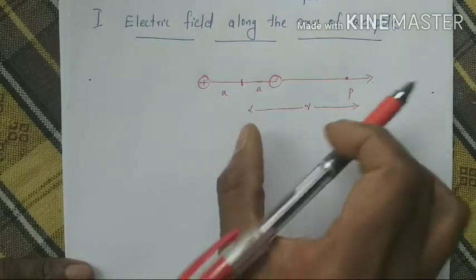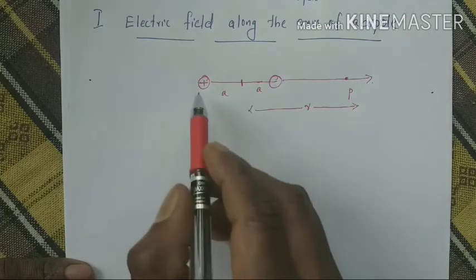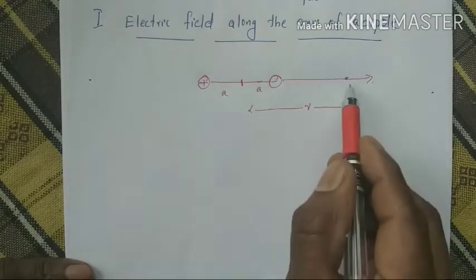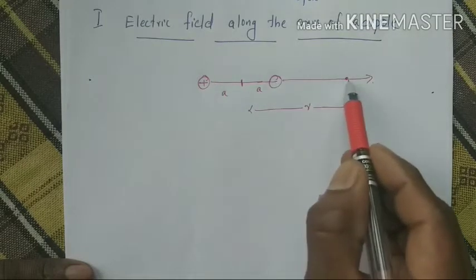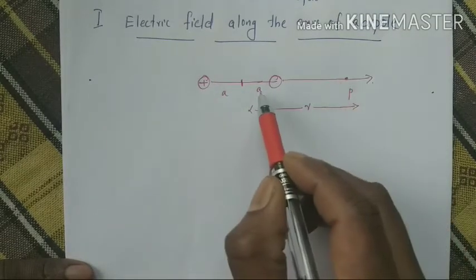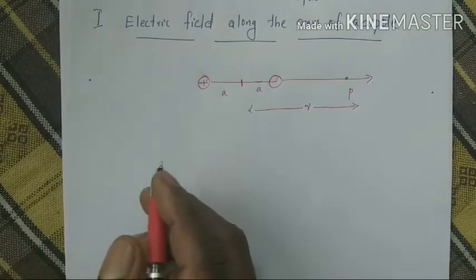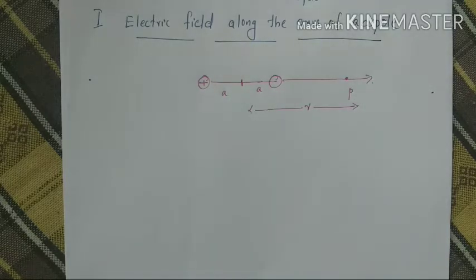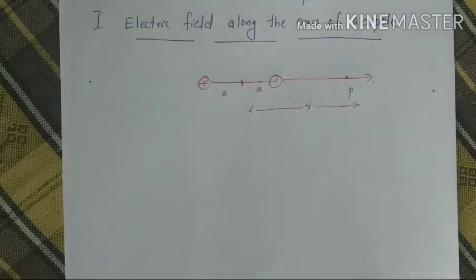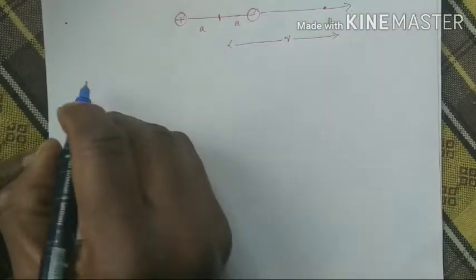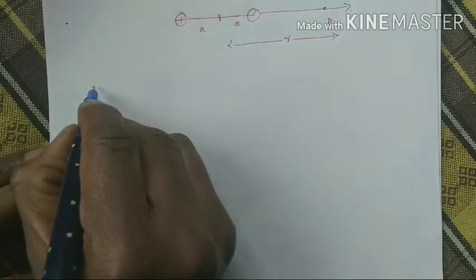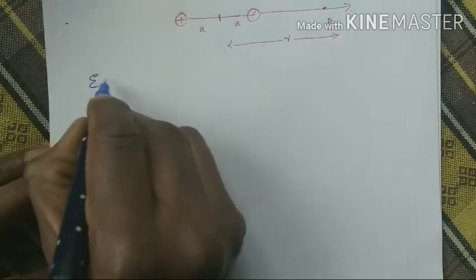Now from this diagram it is clear that r is the distance from the center of the dipole, and the distance from the positive charge to the point P will be r plus a, and the distance from the negative charge to the point P will be r minus a. So our aim is to find the total electric field. In order to find it, we want to find the electric field due to the individual charges, that is the positive charge and the negative charge.